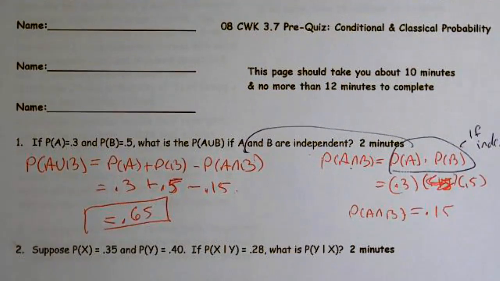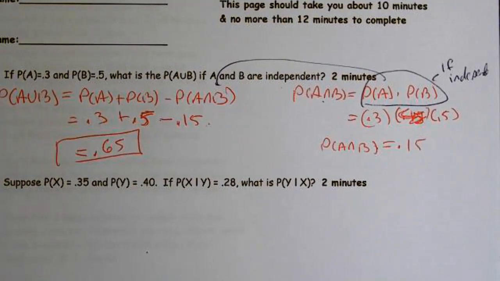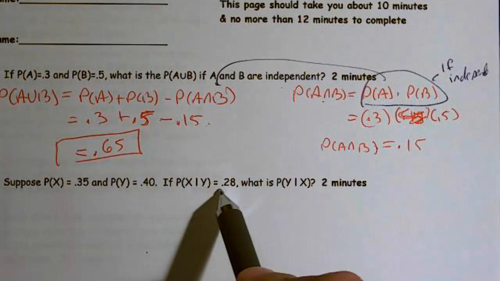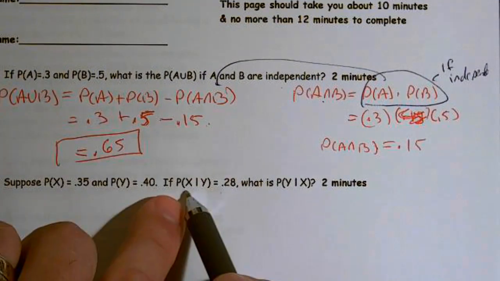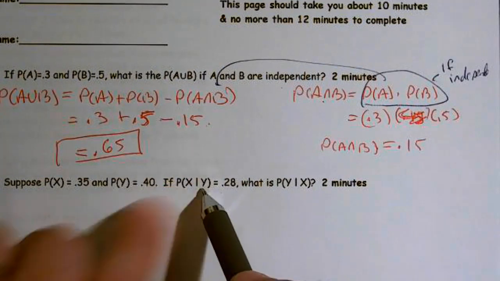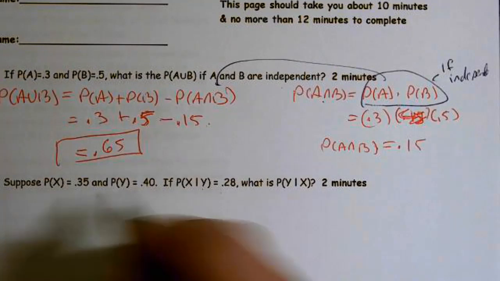Okay, next problem. Suppose the probability of X equals 0.35 and the probability of Y equals 0.4. If the probability of X given Y equals 0.28, what is the probability of Y given X? Well, at this point, I'm going to need to be working with that formula to figure out what I'm doing.